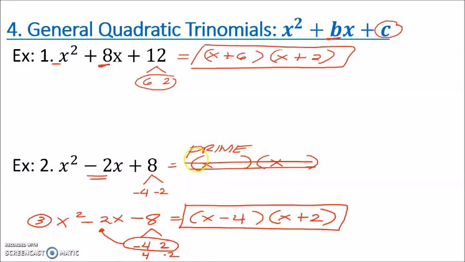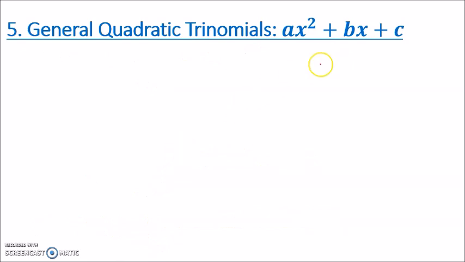Okay? So again, pag hindi kayo nakahanap ng factors ng c, ng constant term dito, factors niyan na magiging b, ibig sabihin hindi factorable yan. Okay? Irreducible yung other term niyan. Now, let's have another technique. General quadratic trinomials. So, factor of the form ax squared plus bx plus c.